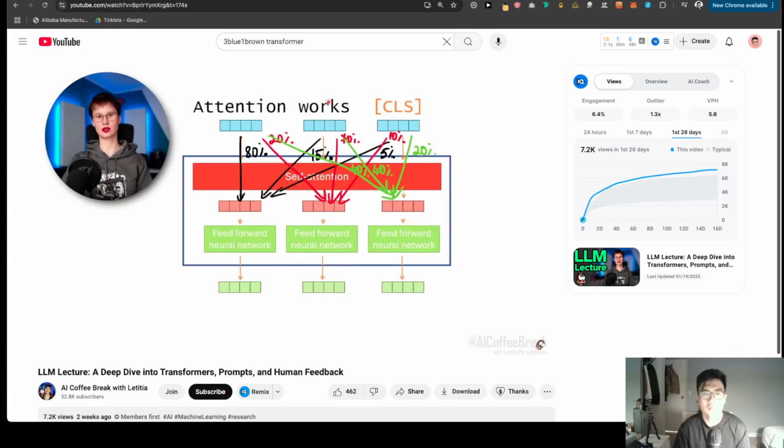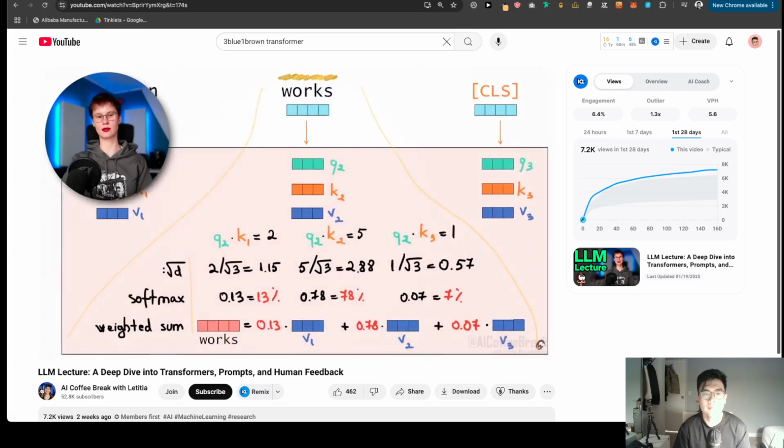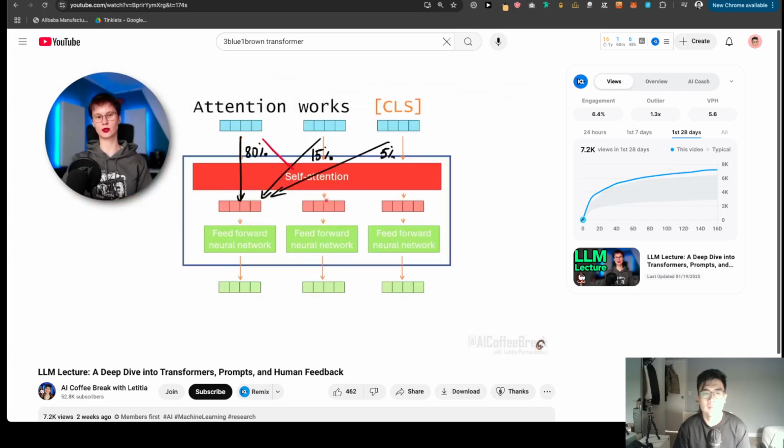We compute new representations for the token works by taking certain amounts of weights that are data dependent, that have been generated by multiplying query, key, and value matrices with these vectors. We add the values of these tokens up with respect to the weights that we have calculated, and we get a final representation of works. So this is the final representation that we will get out of this self-attention layer.